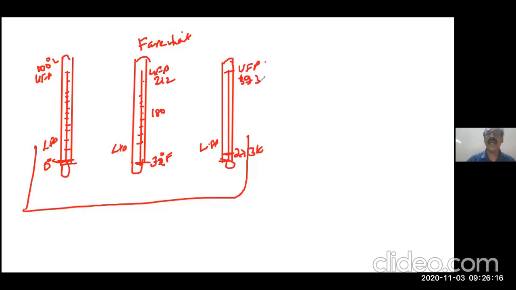In between, 100 divisions are there. That means I am giving these 3 thermometers to 3 people. They are keeping these thermometers in ice. If I call them and ask, he will say 0 degree. This person will say 32 degrees Fahrenheit. This person will say 273 Kelvin. But we common people are in problem.